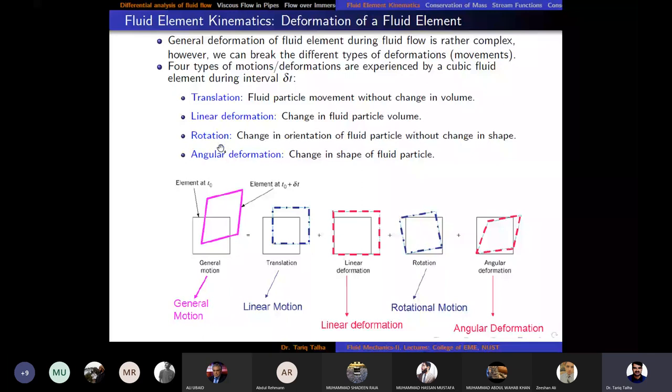So in translation and rotation, they are rigid body motion, and in this the shape and volume do not change. But in the linear deformation, the volume changes, and in angular deformation, shape changes. And for the translation, there is no velocity gradient. It means that the element has the same velocity at each point. While for the linear deformation, as we discussed in the last class, we need some normal velocity gradient.